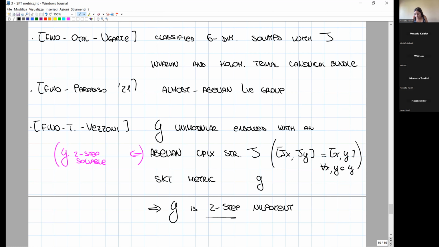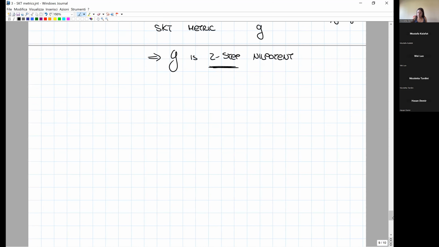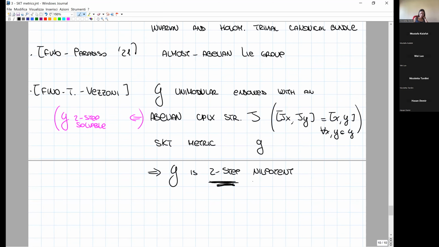Just to say that we had to prove two-step nilpotency because it's not for free, even though the Lie algebra is two-step solvable. At that time we didn't know that the conjecture of Fino and Vezzoni was true. We didn't know that SKT implies two-step on nil manifolds, because Arroyo and Nicolini hadn't proved the result at that time.